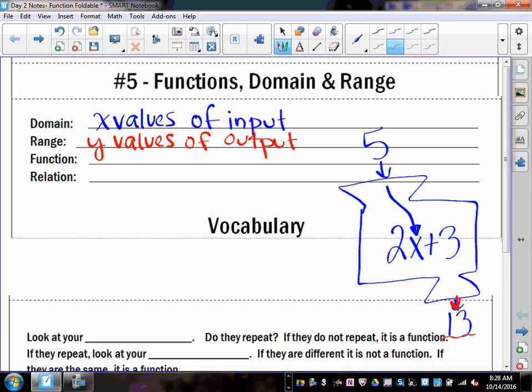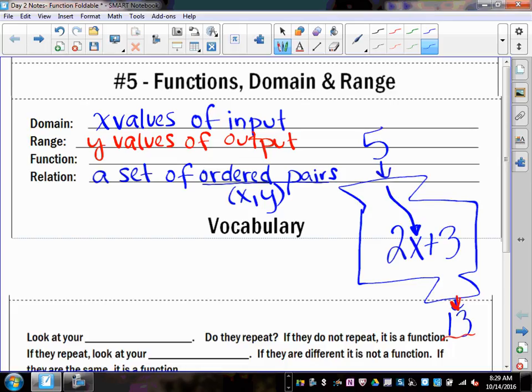Okay? So a function and a relation are two different things. Let's start off by talking about a relation. A relation is just a set of ordered pairs. Remember, ordered pairs are your x, y, written like that. So a relation is basically just a bunch of ordered pairs, a bunch of dots on your graph.